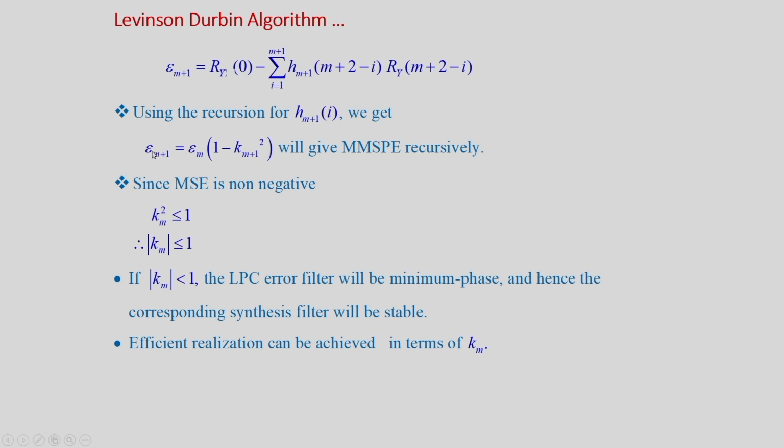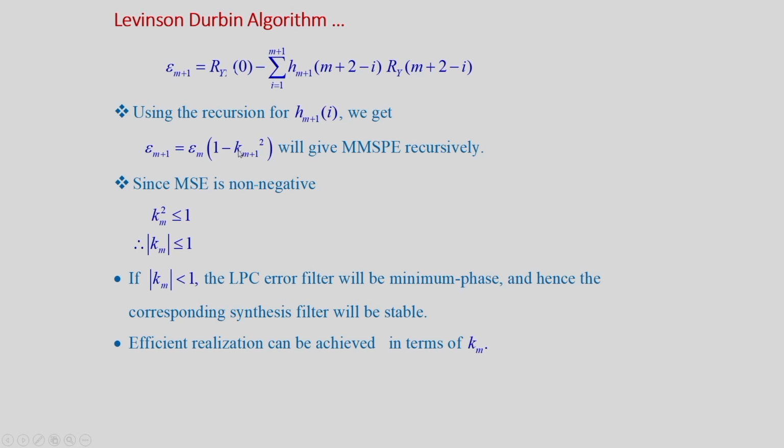Now, this quantity is always non-negative, and since MSE is always non-negative, from this expression we get k_m squared, that is the reflection coefficient squared, is always less than or equal to 1, implying that the magnitude of reflection coefficient k_m is less than or equal to 1. If the magnitude of k_m is less than 1, the LPC error filter will be minimum phase, and hence the corresponding synthesis filter will also be stable.